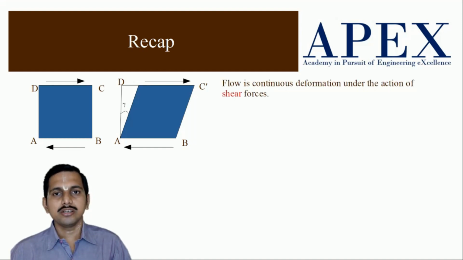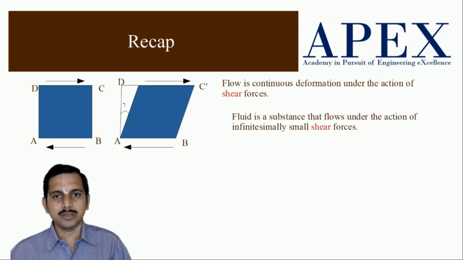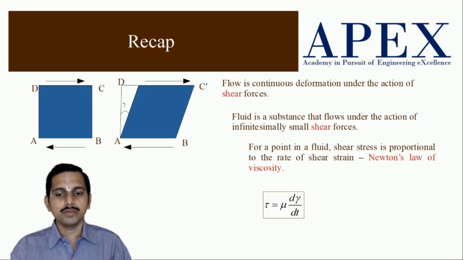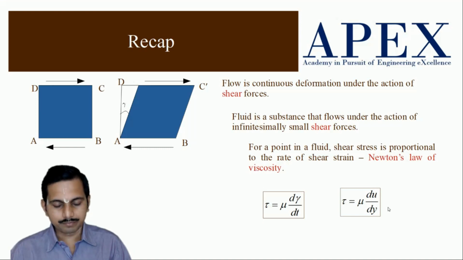We had seen what is a flow, what is a fluid, what is Newton's law of viscosity, and we have mathematically modeled it. The mathematical statement for Newton's law of viscosity is shear stress is equal to mu, which is the coefficient of viscosity, into d gamma by dt, which is the rate of shear strain, and rate of shear strain is also equal to the velocity gradient at that point.